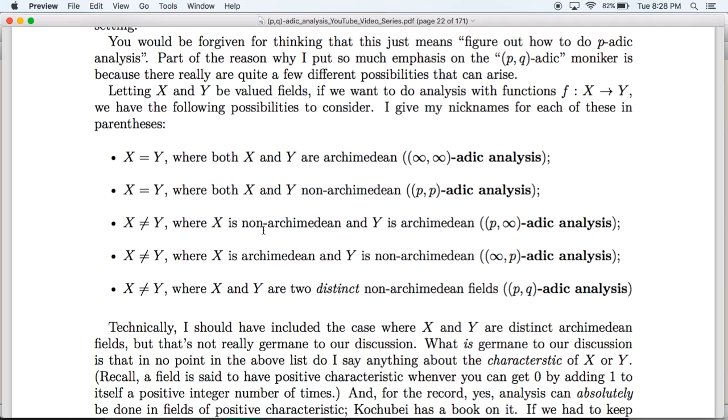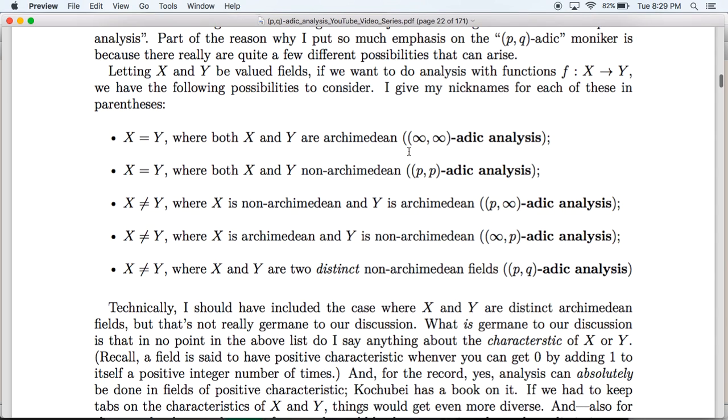Wherever you see a non-Archimedean field in this list, you can consider either a non-Archimedean field of characteristic 0, the p-adics, or you can consider a non-Archimedean field of positive characteristic. These turn out to be fields of formal Laurent series with coefficients in a fixed finite field. And for the record, yes, analysis can absolutely be done in fields of positive characteristic. Kochubei has a book on it. It's called Analysis in Positive Characteristic.